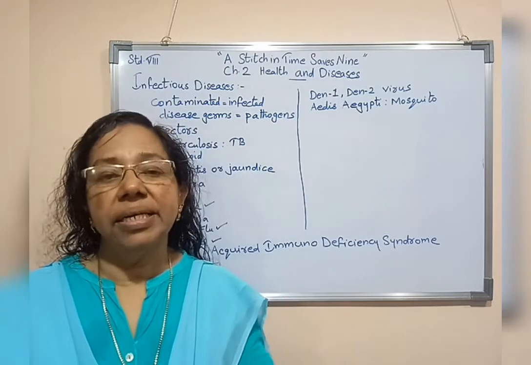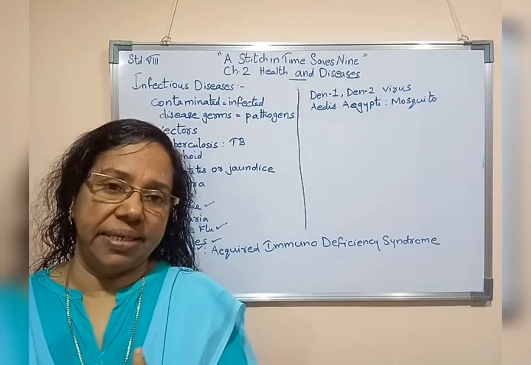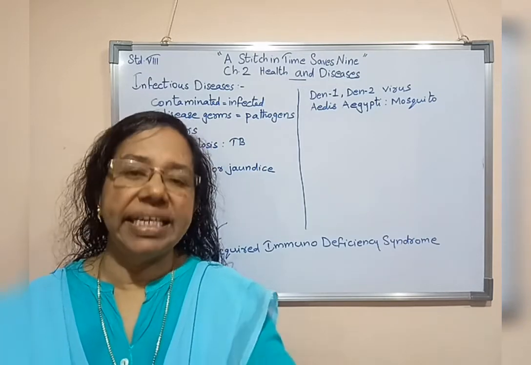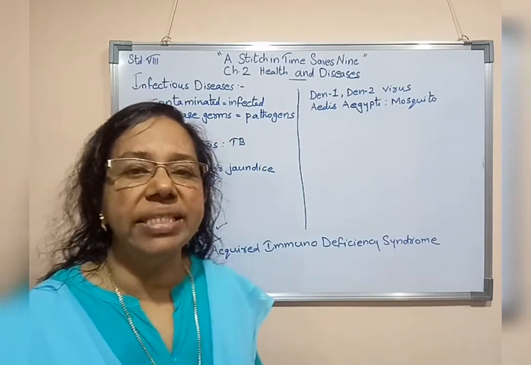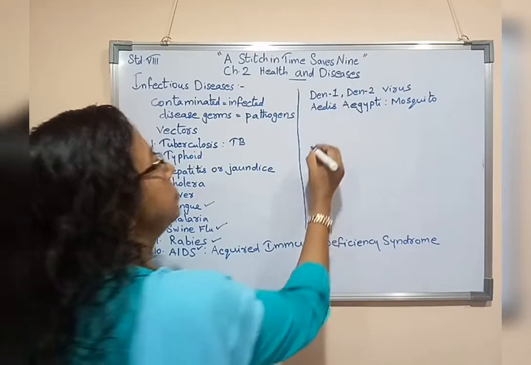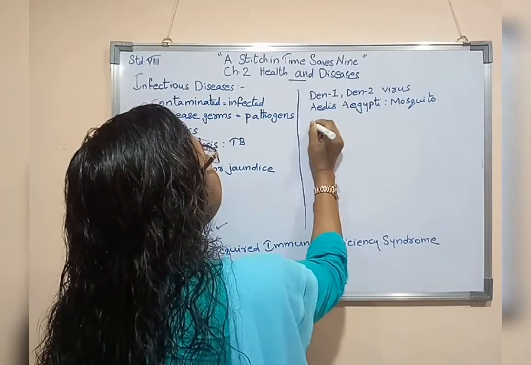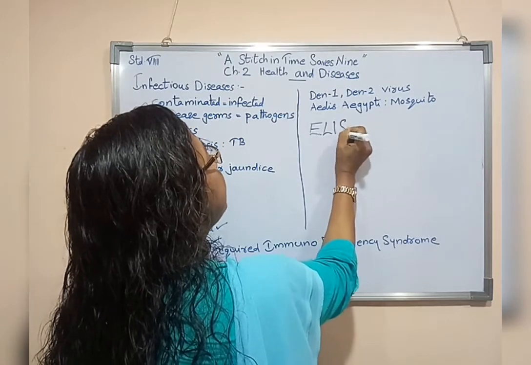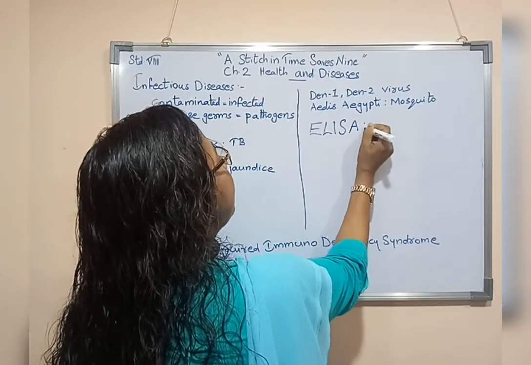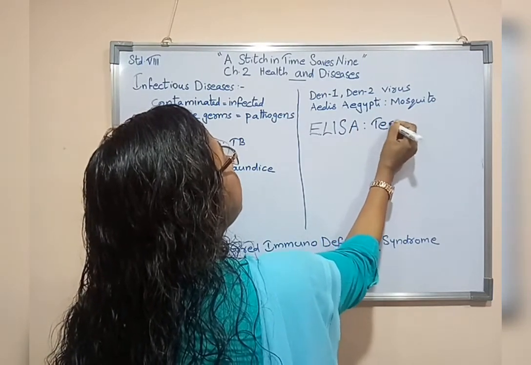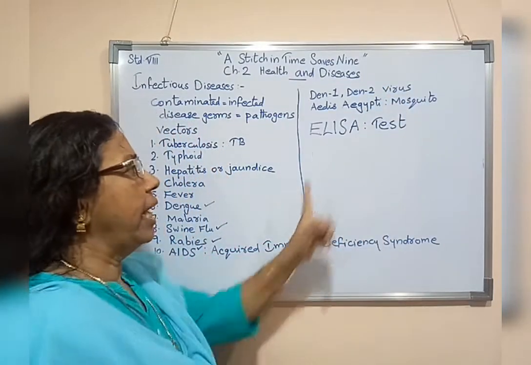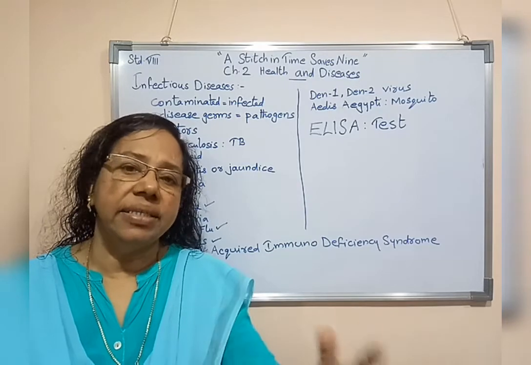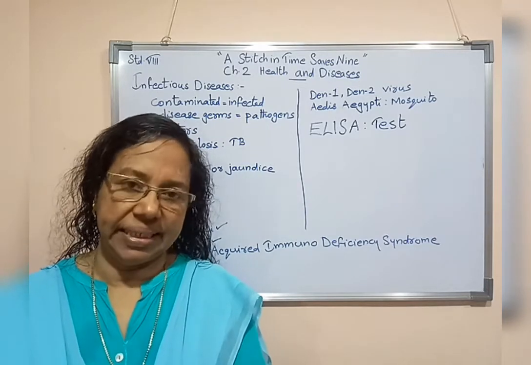Now another thing, how do we test that? A kind of test is there for diagnosing AIDS. That test is known as the ELISA test. ELISA test. With the help of this test only we can detect the person who is having AIDS.